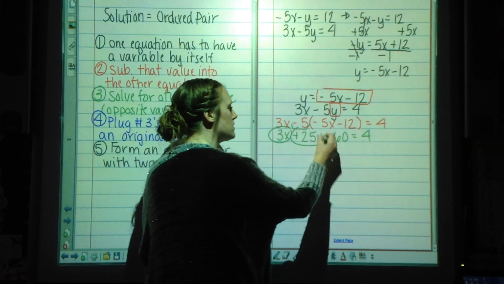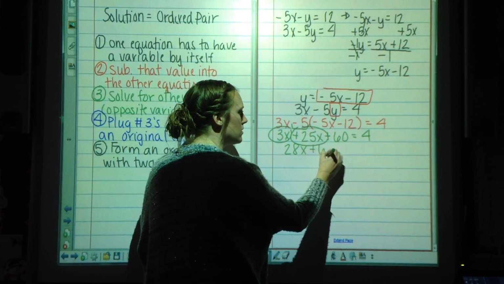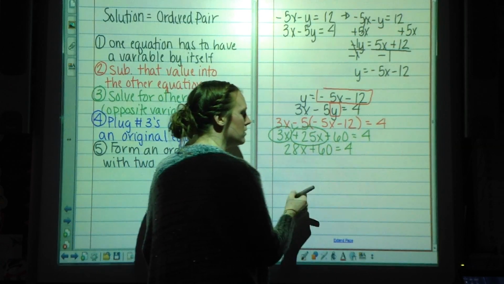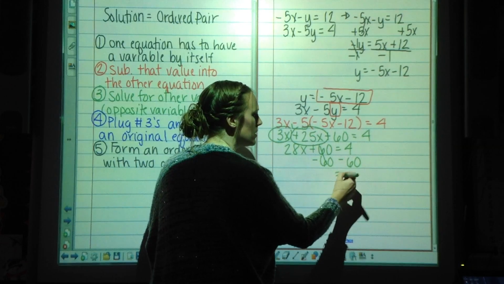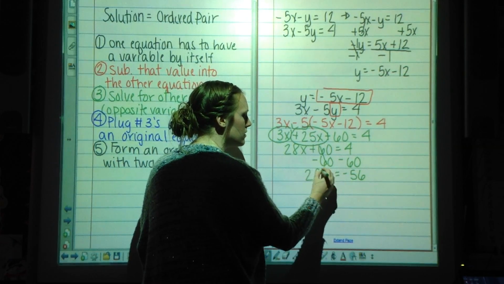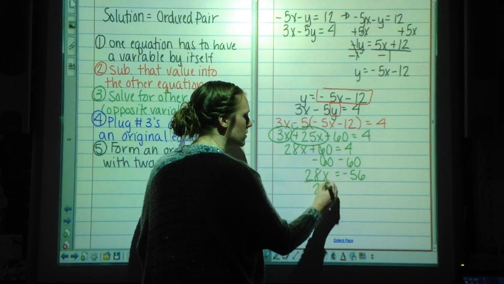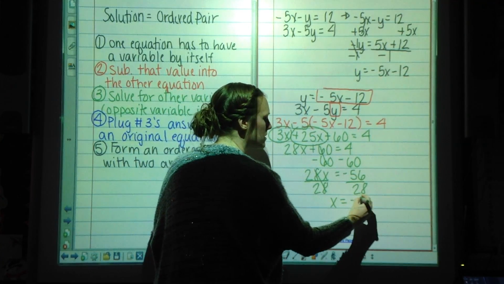Combine like terms. Bring the non-variable over. I get negative 56. So I get x equals a negative 2.